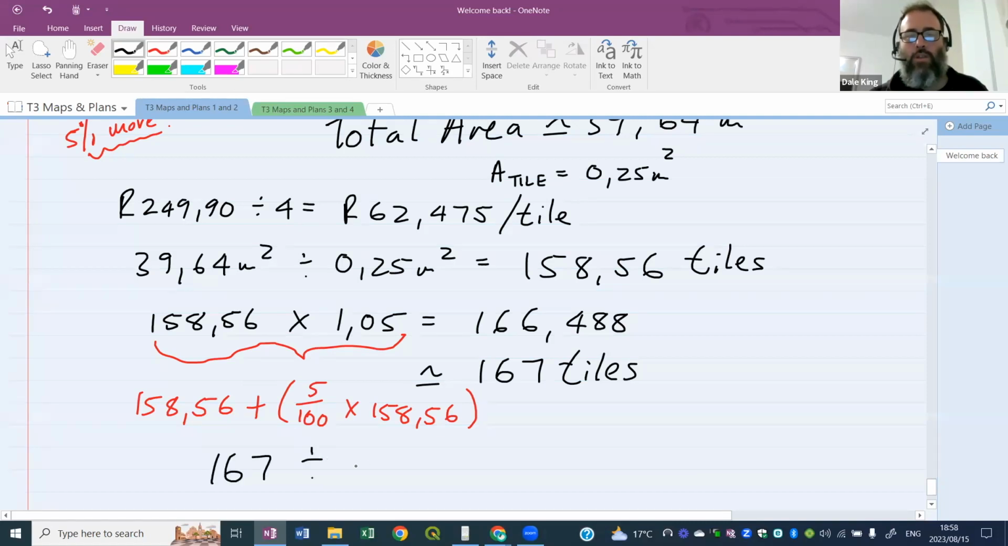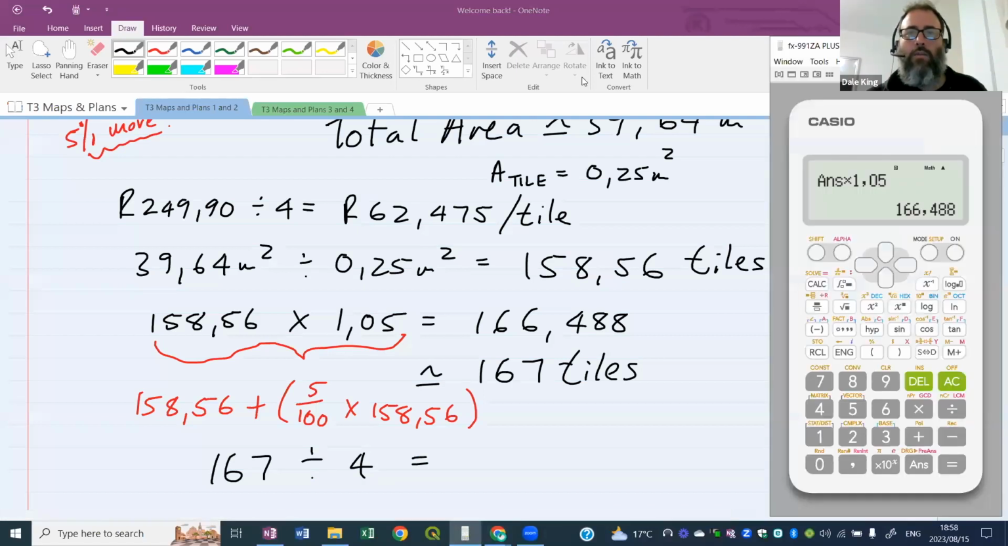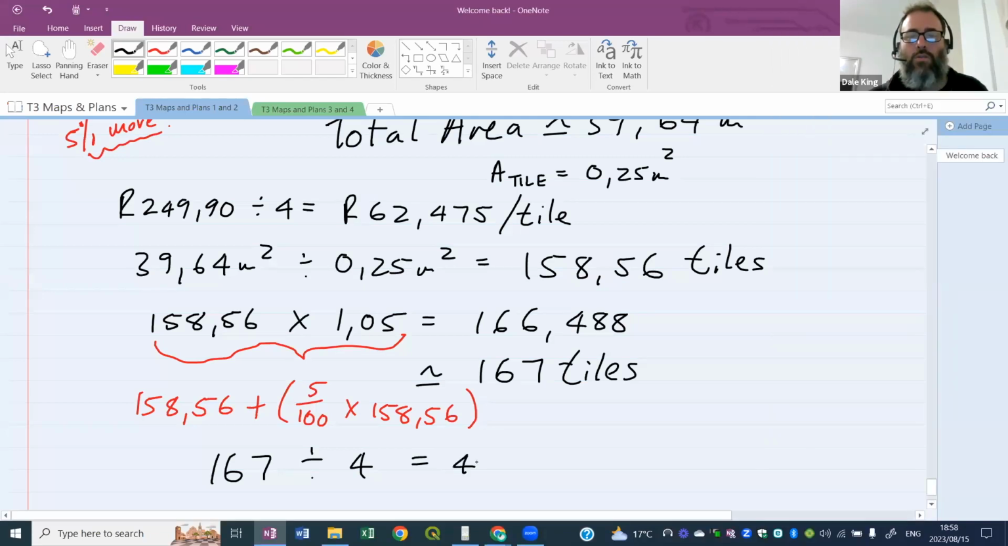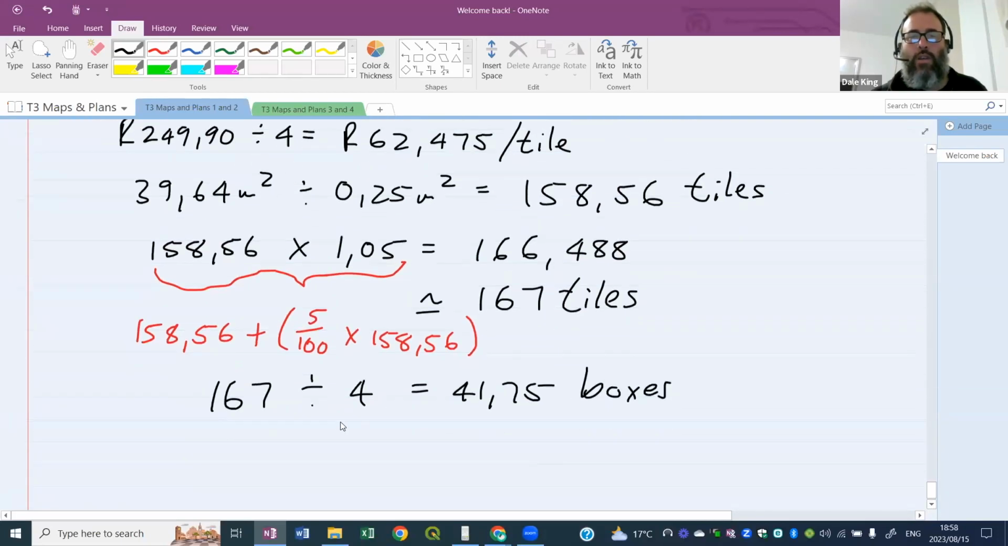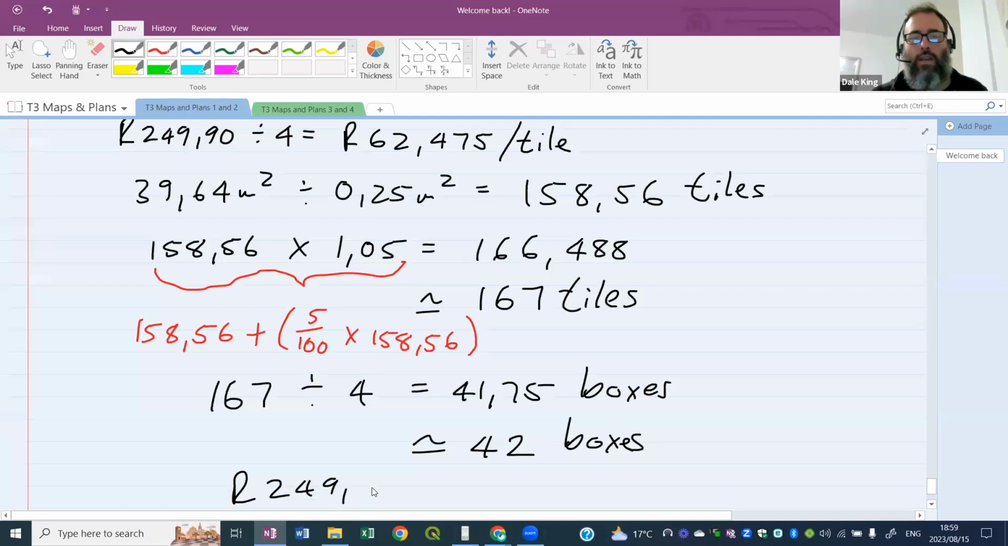So I'm hearing people on chat saying I need to divide by 4 here. And I'm seeing that the answer, I'm going to trust you, 41,75. You guys are saying, sir, it's 41,75 boxes. All right, because there's 4 in a box. But you can't buy 0.75 of a box. So we're going to round up again to 42 boxes, right? And they're 249 Rand a box, guys. Can you start to see the end of this? You're starting to see the end of this now, aren't you?